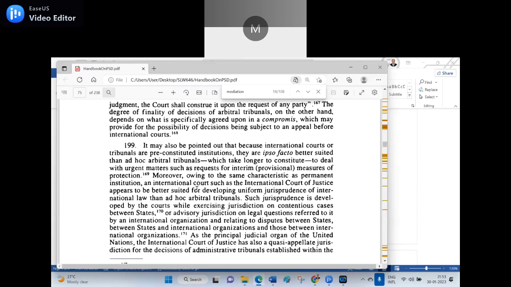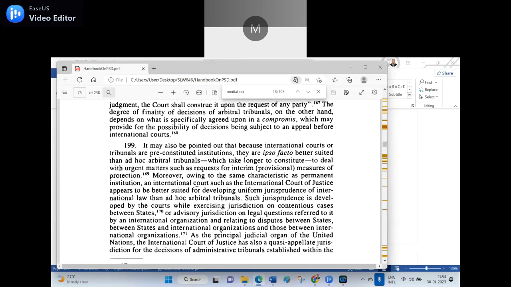Instead of creating new arbitral tribunals, it is better to use the pre-existing tribunals, the International Court of Justice, or the adjudicating judicial bodies, to see that the problem would be resolved. Moreover, owing to its characteristic as a permanent institution, an international court such as the International Court of Justice appears better suited to developing the uniform jurisprudence of international law than ad hoc arbitral tribunals.